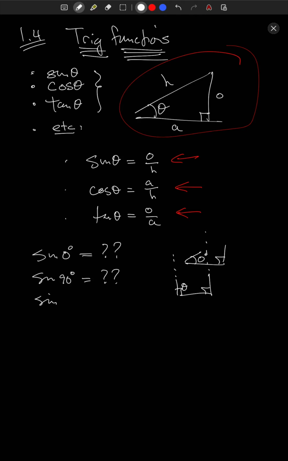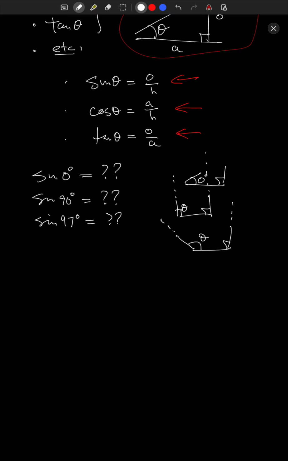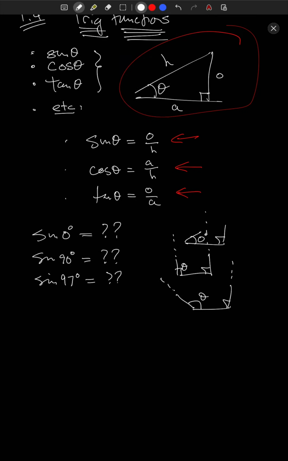And of course, anything bigger than 90 degrees, sine 97 degrees, we can't do it, right? In fact, the picture would look like this. We have a right angle, and then we have our theta bigger than 90 degrees. Again, it doesn't close up into a triangle. And so you can't even talk about the words opposite or the word hypotenuse, right? So for any angle that you can't construct a right triangle out of, you can't talk about sines and cosines and tangents of those angles.